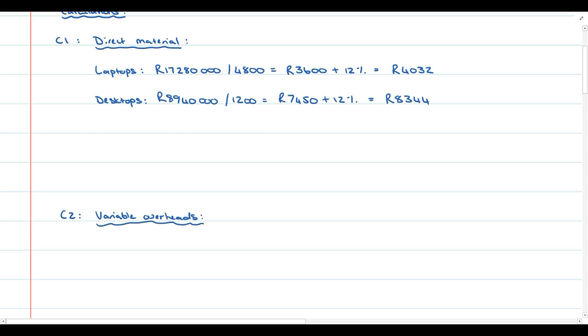All right, so the total overhead for Division B is 23.4 million. We know that the fixed portion is 13.8 million. So that means the variable portion is 9.6 million.